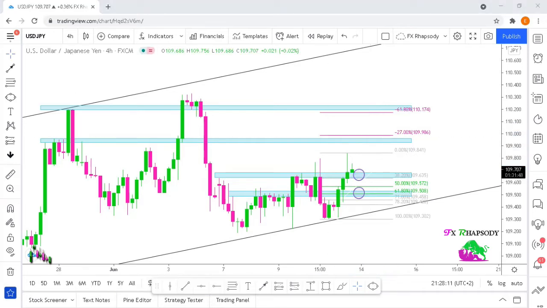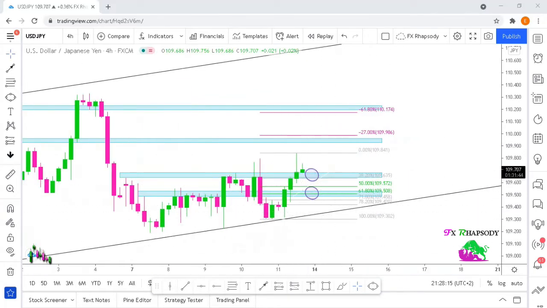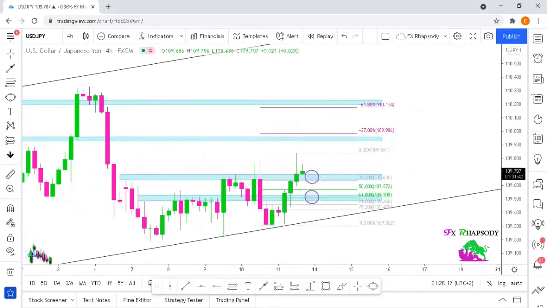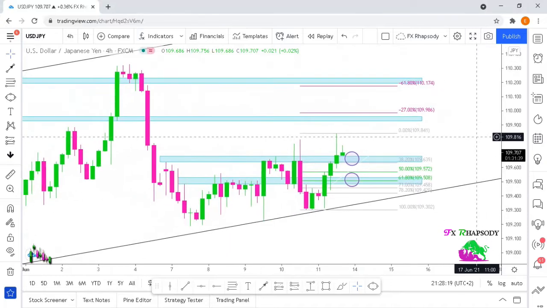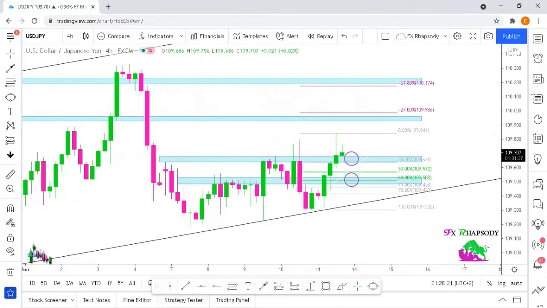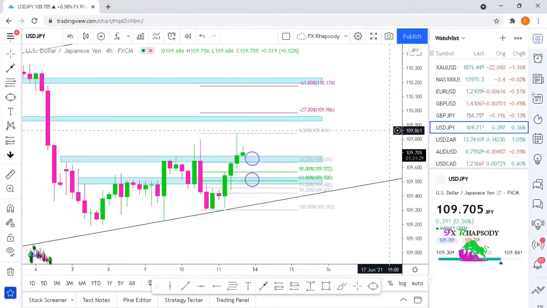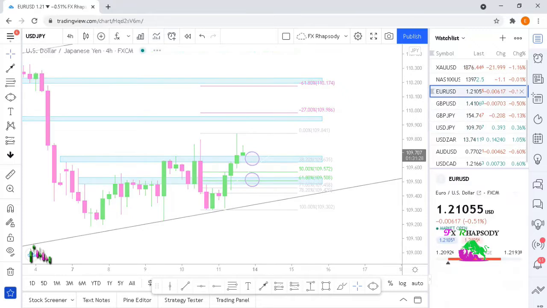So definitely, guys, those are the two areas we're going to be looking at, where price is going to retrace to. And let's see what happens next week on UJ. Let's see if price comes down to either the 38.2 or the 61.8%. So next pair, we're going to be looking at Euro USD.